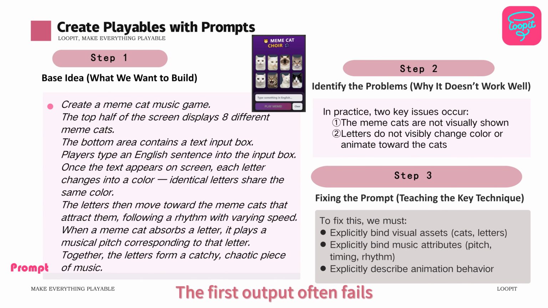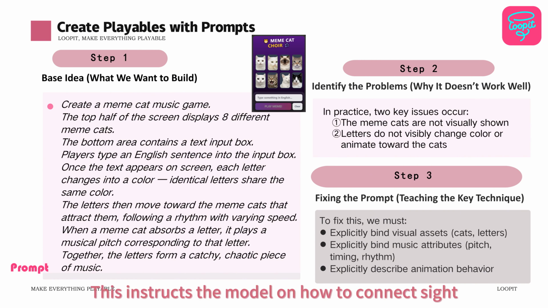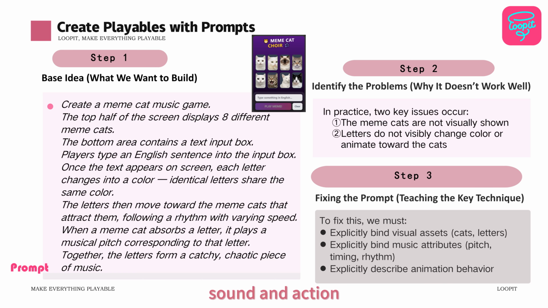The first output often fails. Here the cat won't show, and the letters had no color or animation. The interaction was broken. Then step 3, fix the prompt with the key technique. The fix is to be explicitly descriptive. We must explicitly bind visual assets, explicitly bind music attributes, and explicitly describe the animation behavior. This instructs the model on how to connect sight, sound, and action.